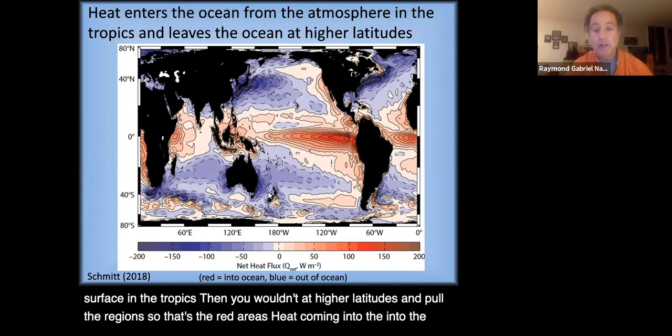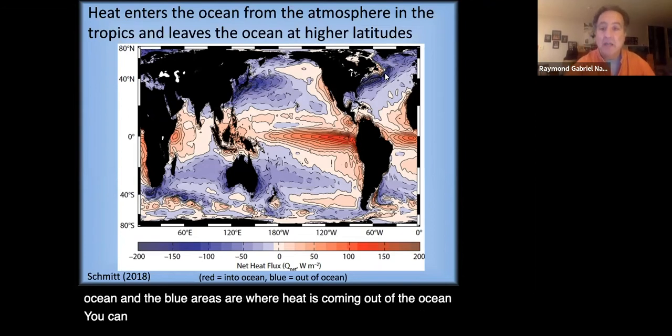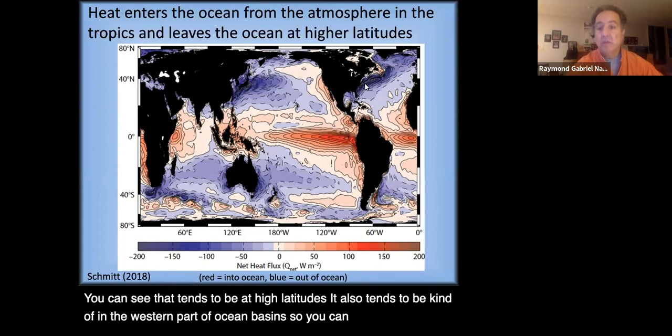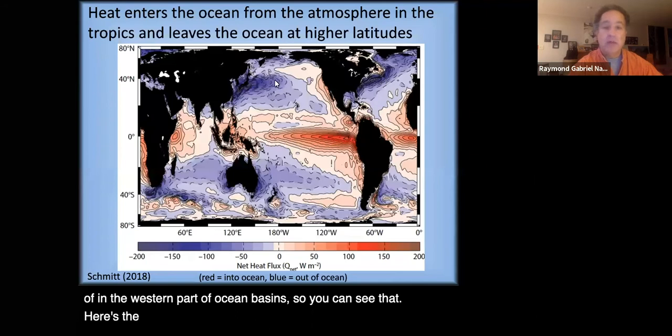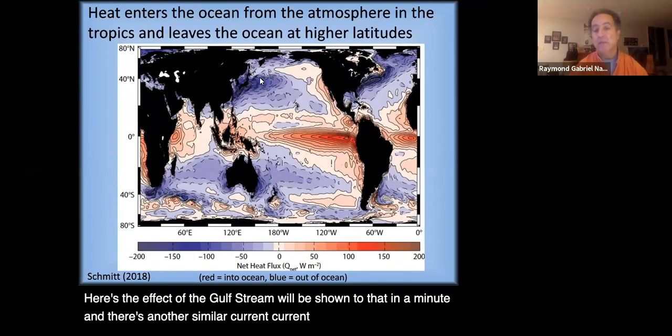And the blue areas are where heat is coming out of the ocean. You can see that tends to be at high latitudes. It also tends to be in the western part of ocean basins. So you can see here's the effect of the Gulf Stream. I'll be showing you that in a minute. And there's another similar current here in the Pacific Ocean.